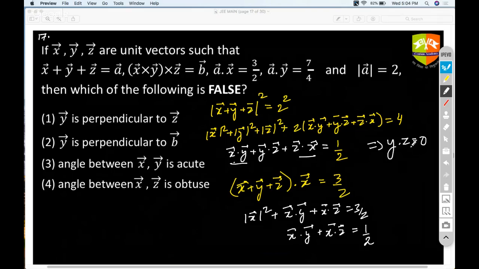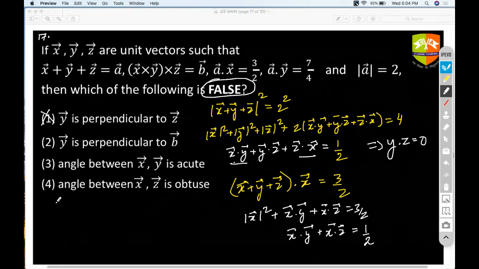That means y and z are perpendicular to each other. That's obvious. So option number 1 cannot be correct because they're asking us which statement is false. So statement 1 is true, so it's not going to be the correct option. Right?